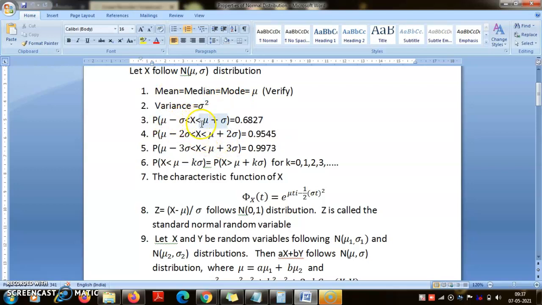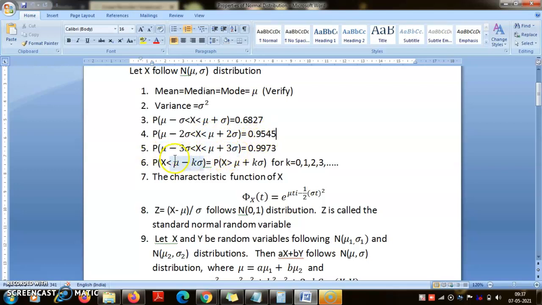So now these are some important properties of the normal distribution. Mu minus sigma to mu plus sigma is called the 1 sigma range. This covers 68% of the probability. 2 sigma range is mu minus twice sigma to mu plus twice sigma, and this covers nearly 95% of the probability.